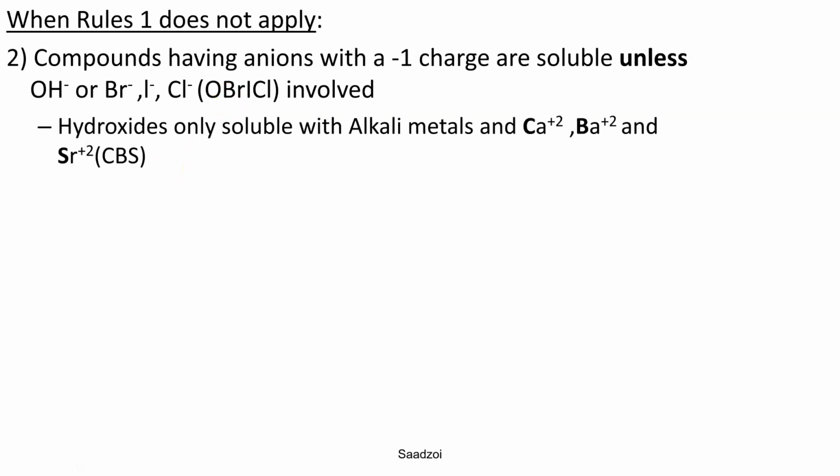So hydroxide is only soluble with alkali metals and calcium, barium, and strontium. For hydroxide, whereas the majority of -1 things are soluble, hydroxides are a little different. They're only soluble with alkali metals, calcium, barium, and strontium, CBS. That's the only time they're soluble. So guess what they are the rest of the time?